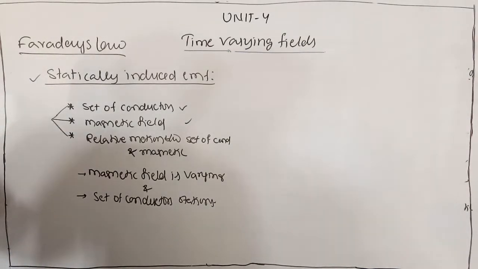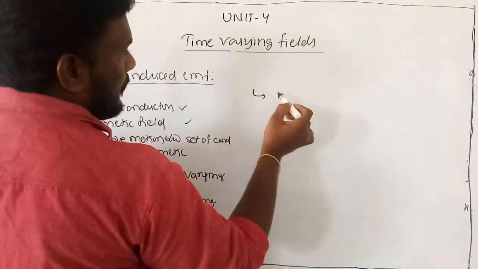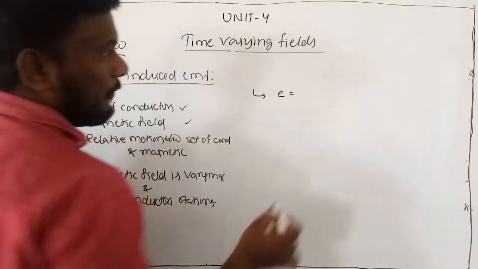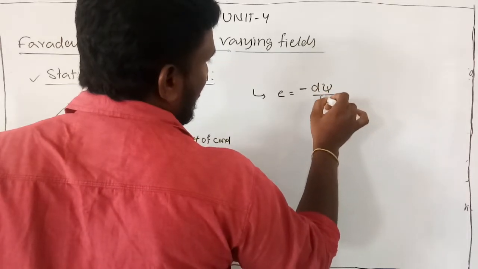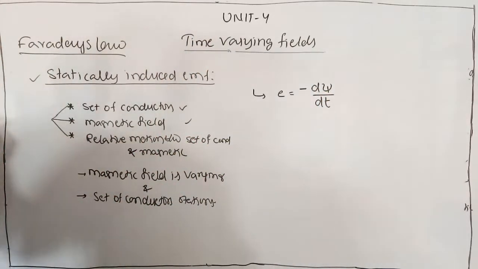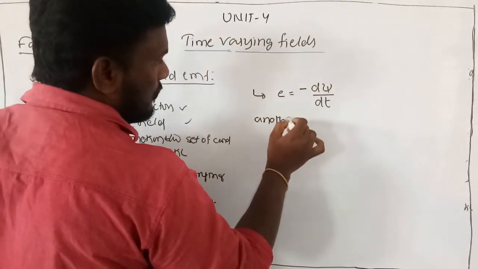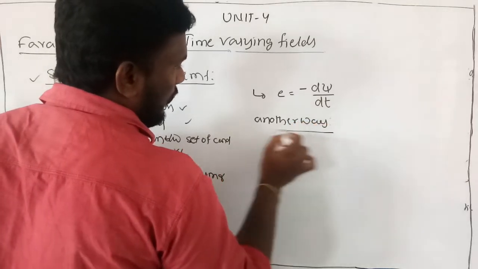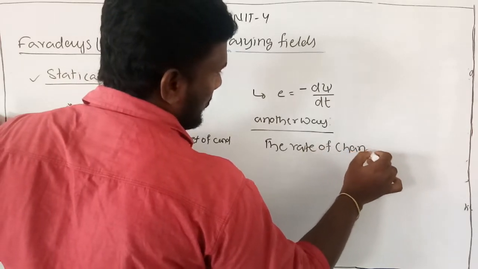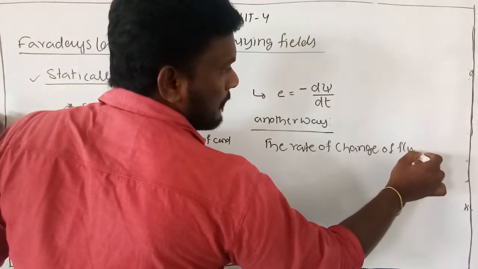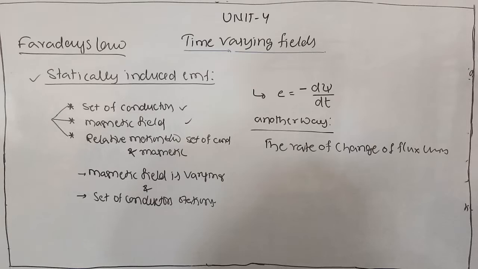Inside the conductor. So the mathematical expression for the statically induced EMF is given by, according to Faraday, E, the induced EMF, is minus d psi by dt. We can also define the statically induced EMF in another way: the rate of change of flux linkages is the induced EMF. Which type of induced EMF? It is a statically induced EMF.